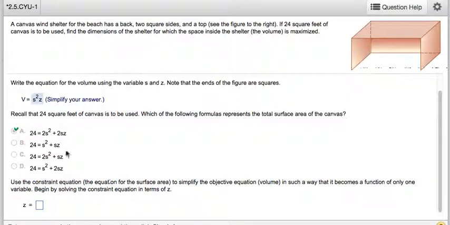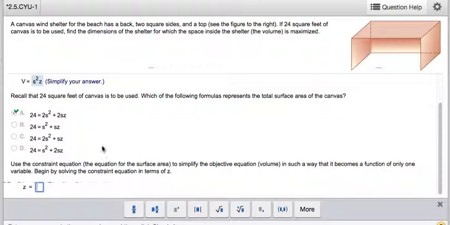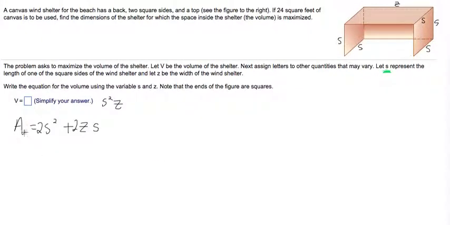Here's the constraint equation for the surface area. To simplify the objective function in such a way that it becomes a function of only one variable, begin by solving the constraint equation in terms of Z. So let's do that over here. And the total area in this case is 24. So we're going to solve this for Z. This doesn't have any Z's, so I'm going to start by subtracting 2S squared from both sides, and we'll divide both sides by 2S.